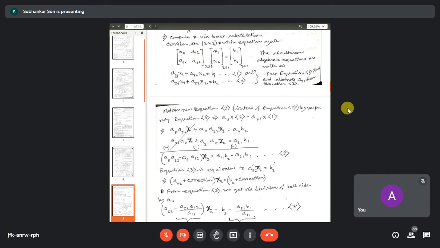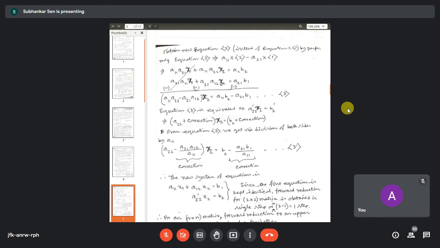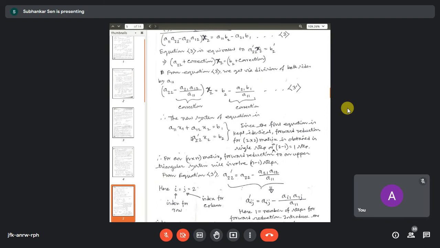So if you have a 2 by 2 matrix, you have to modify only the second equation. You need not touch the first equation. It means that for a 2 by 2 matrix, or for two equations, you need only one forward reduction. So we are having only one forward reduction and we are getting this modified equation, which is solvable.